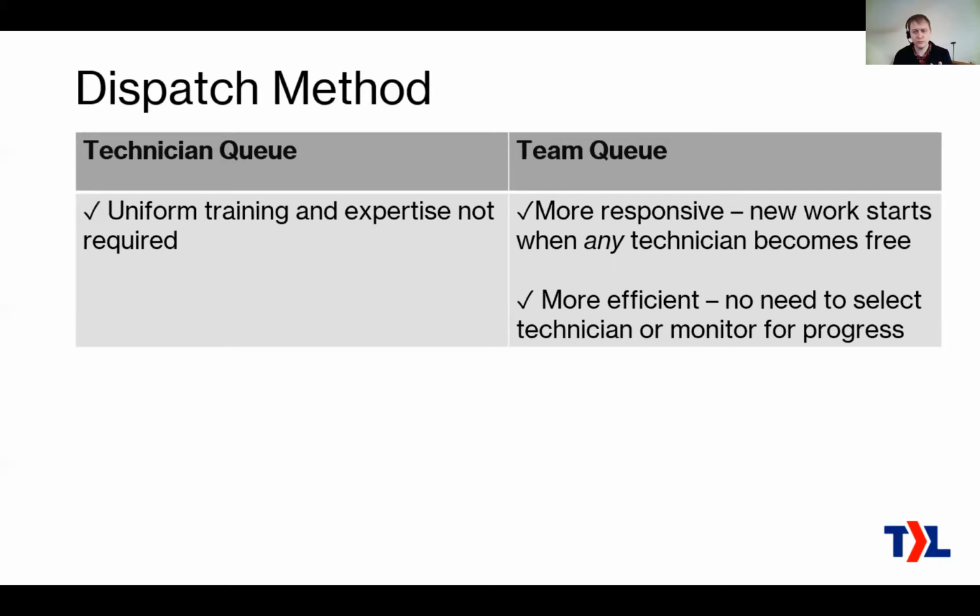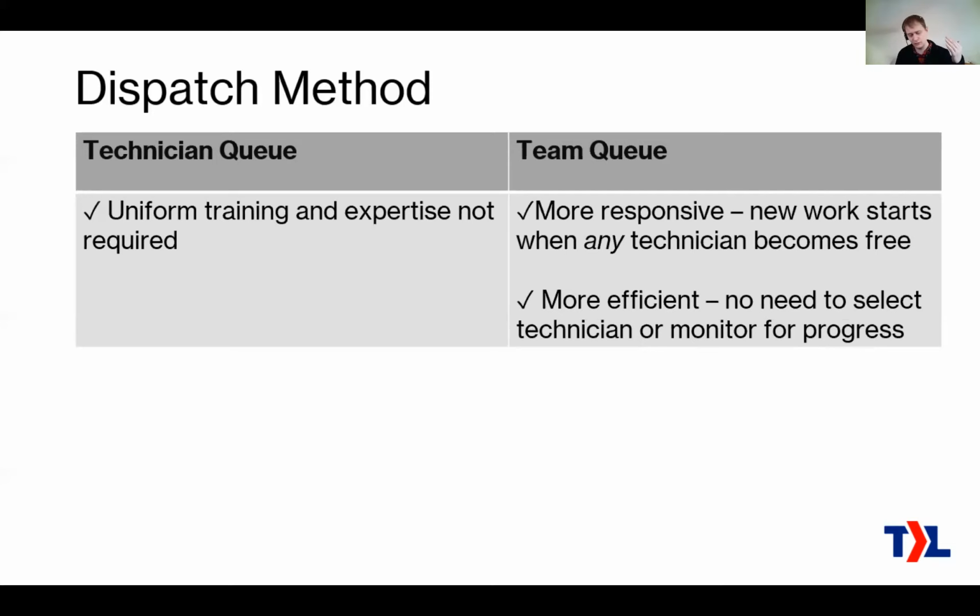So it's okay if you have a variety of skill sets and familiarity with all your customers within your team, because the dispatcher can figure that out and send the right work to the right people. The team queue is better overall because it's more responsive. Basically, a new ticket will start when any technician becomes free.